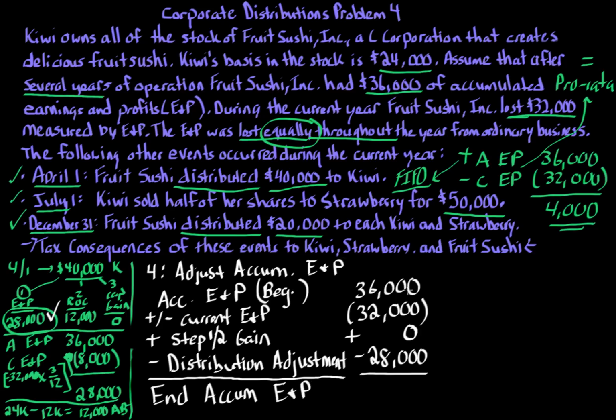So we go ahead and we do the math. Positive 36,000 minus 32,000 is a positive 4,000 minus 28,000 gives us a negative 24,000. So next year, the accumulated EMP is negative 24,000. And that finishes really problem number 4.